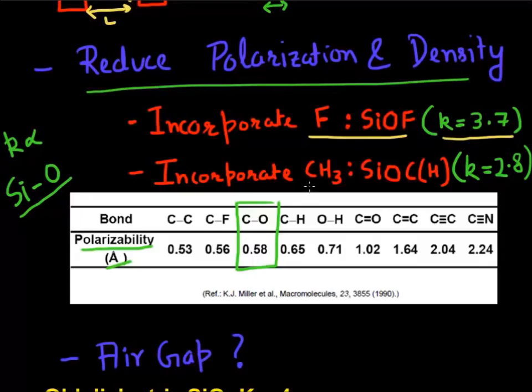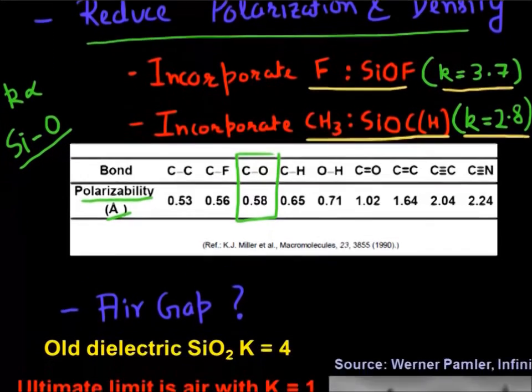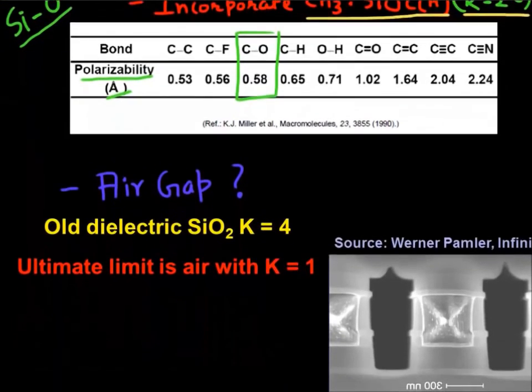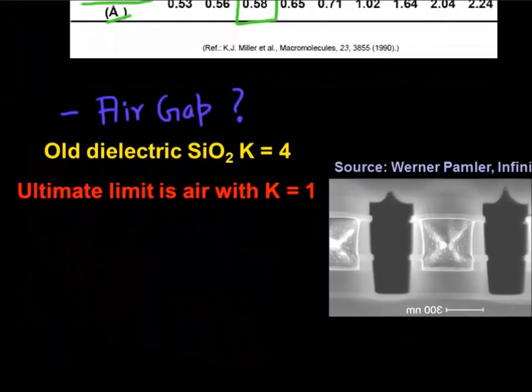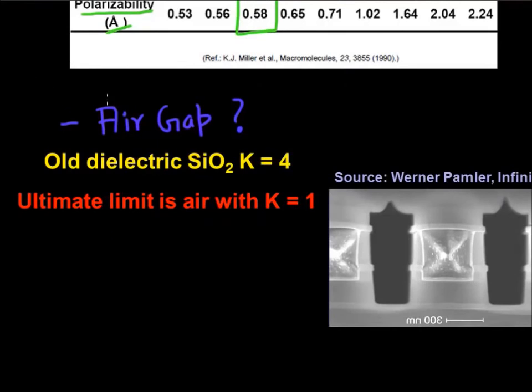More importantly and more pervasively, what is used is you introduce these methyl groups, or you introduce carbon into your film, and that reduces your K value substantially. It reduces your K to 2.8, and that is also used pretty pervasively in the industry. The other way, the ultimate way to reduce the K, is to use air. The silicon oxide, as I just described, has a K of 3.9 or 4. Air has a K, or dielectric constant, of 1.